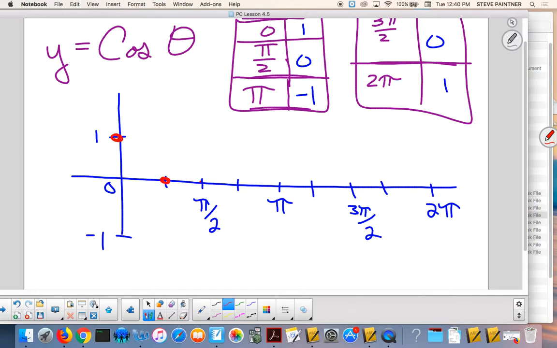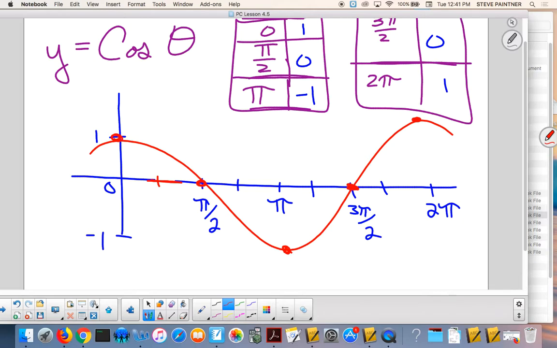Whoops, I missed it. Sorry. So let's try that again. And at pi, you're at what? Negative 1. At 3 pi over 2, 0, and at 2 pi, 1. There it is. Good.